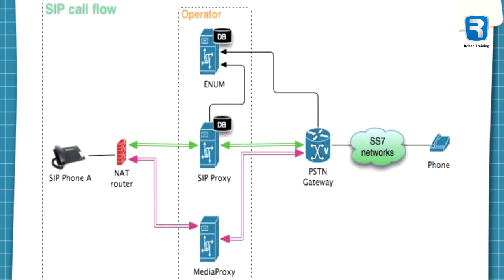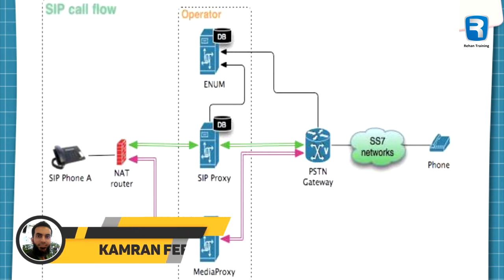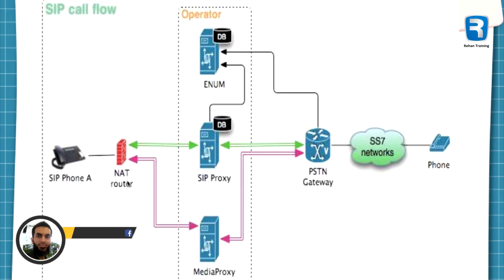Here we will see an illustration of a SIP call flow with PSTN gateway. On the left side, you will see a black SIP phone A, a net router. Here we have operator. There's enum database, SIP proxy with database, media proxy. It is connecting to PSTN gateway, and that is connected to SS7 networks. This SS7 networks connected to our normal phone line, that is landline.